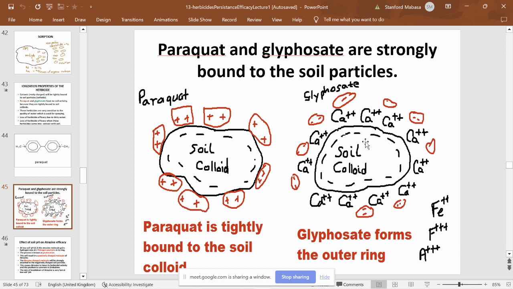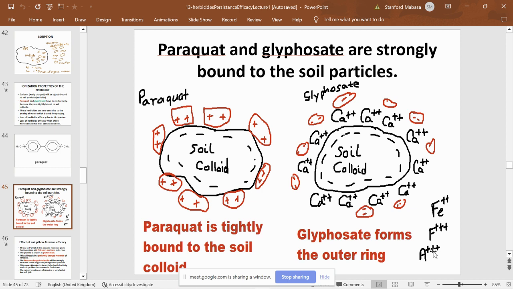But what can happen with glyphosate is that when you have clay particles, they may attract calcium, ferric or ferrous ion. It could be aluminium, which exist in the soils. Now, the presence of either calcium, ferrous ion, or ferric ion, or aluminium will cause some of the charges not to be saturated. So, if you have, for example, calcium surrounding a soil colloid or a clay mineral, because it is positively charged, there's going to be an excess of positive charges surrounding the soil colloid.